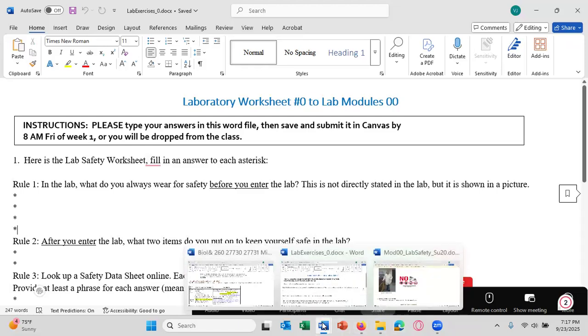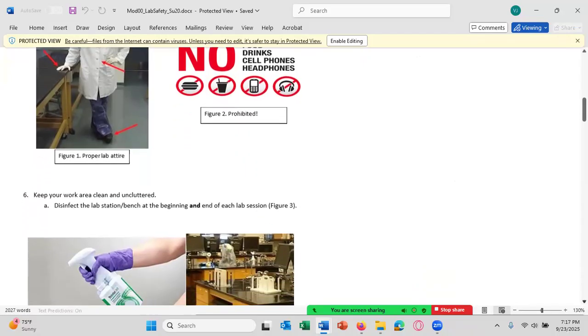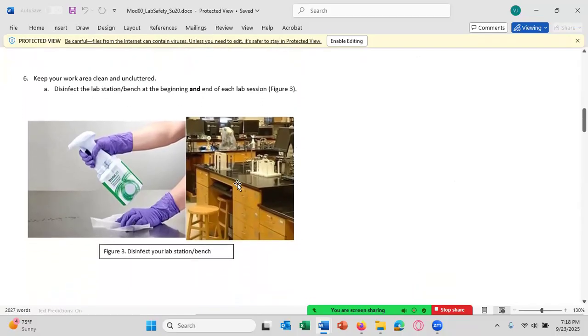Let's go back to the lab module. I've already mentioned you must keep your work area clean and uncluttered. Particularly, that means you disinfect the area before you begin work. This is actually a picture of the Clark College microbiology lab. You disinfect it just by spraying disinfectant on the surface area and then wiping it with a paper towel. You do that both before you begin any work and then after you're done when you're ready to leave for the day.